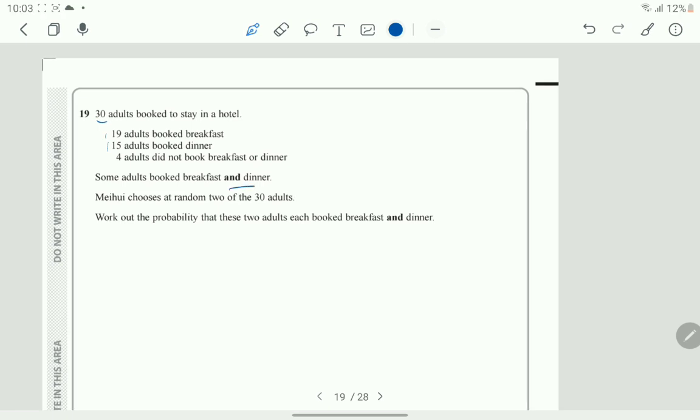Some adults booked breakfast and dinner. Maybe chooses 2 of the 30 adults. Work out the probability that these 2 adults each book breakfast and dinner.